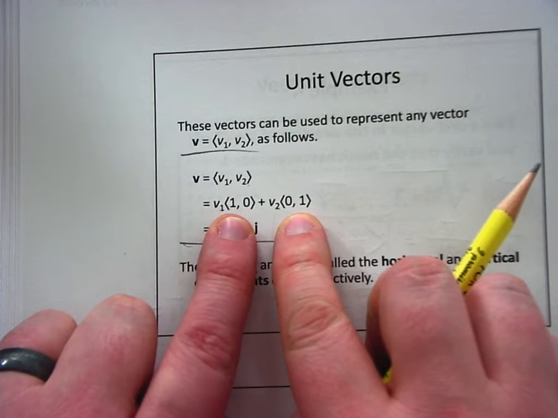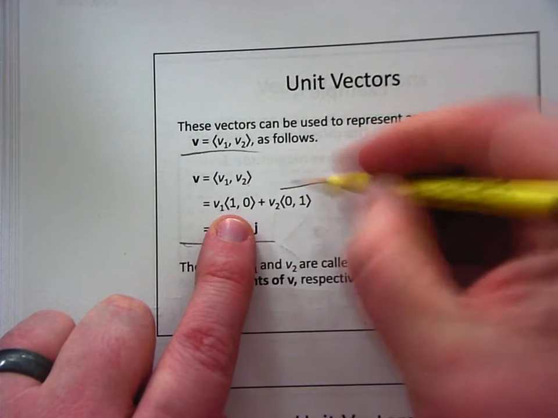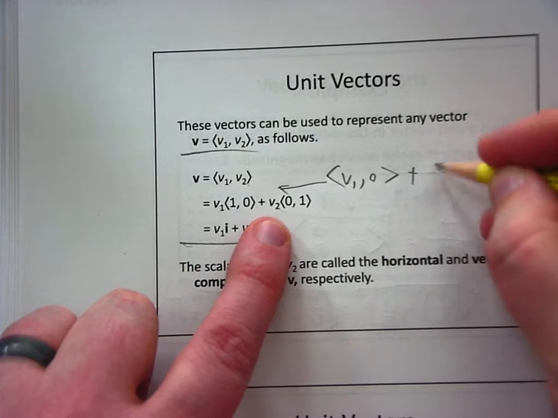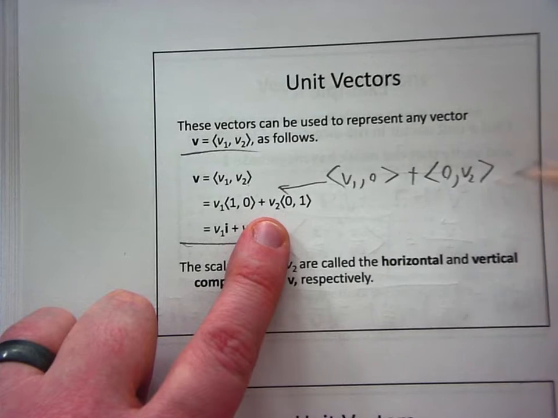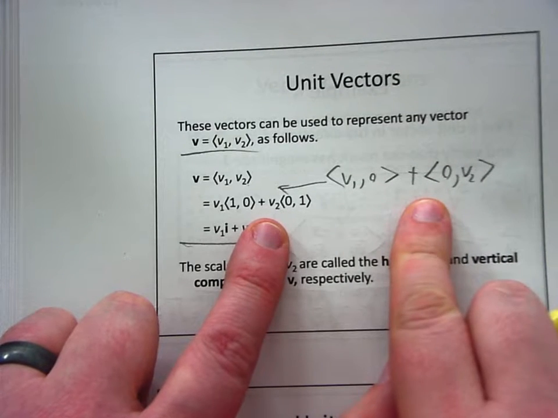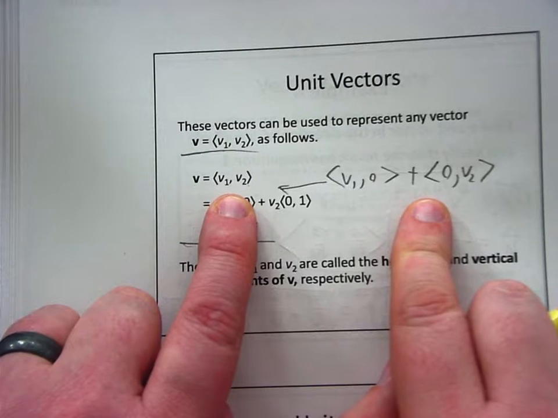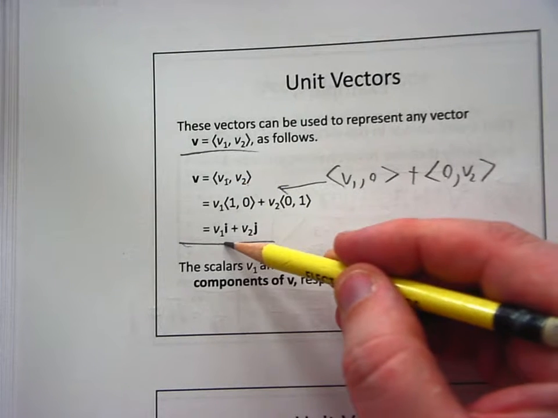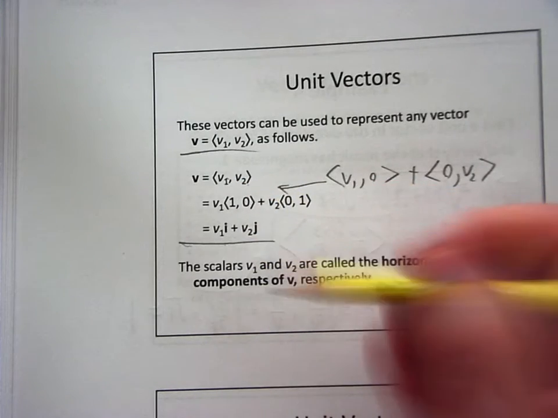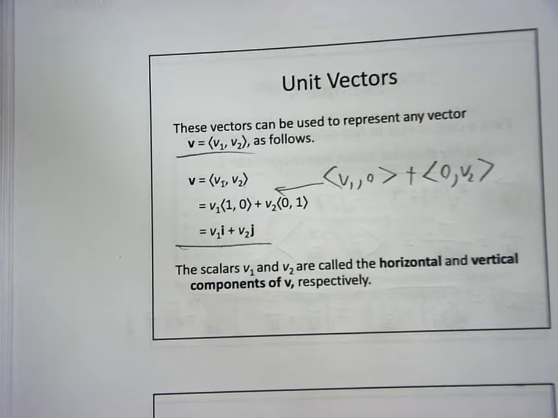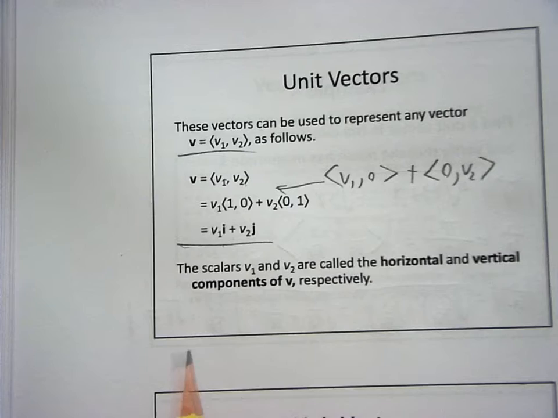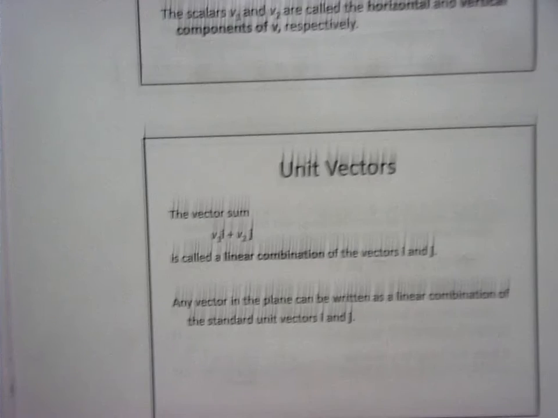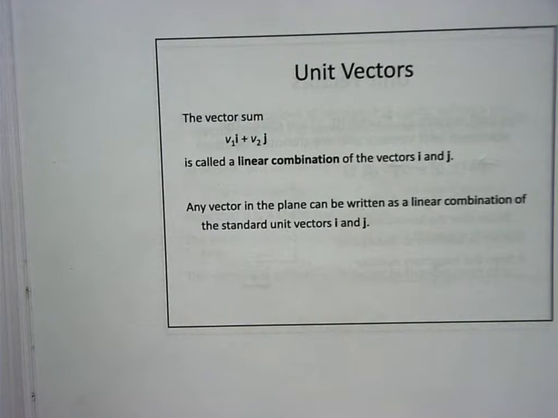So if I take v1 times <1, 0>, and they're kind of skipping this step, I'm going to get <v1, 0>. I'm going to add to that <0, v2>. Well, if I add those two vectors up, I get the component form. But really, you don't have to go through all the process of it. All you do is take the v1, slap an i after it, add together v2 with a j. So if they want what's called a linear combination, they want just the horizontal part and the vertical part separated out. Okay? So it's a linear combination of vectors i and j.